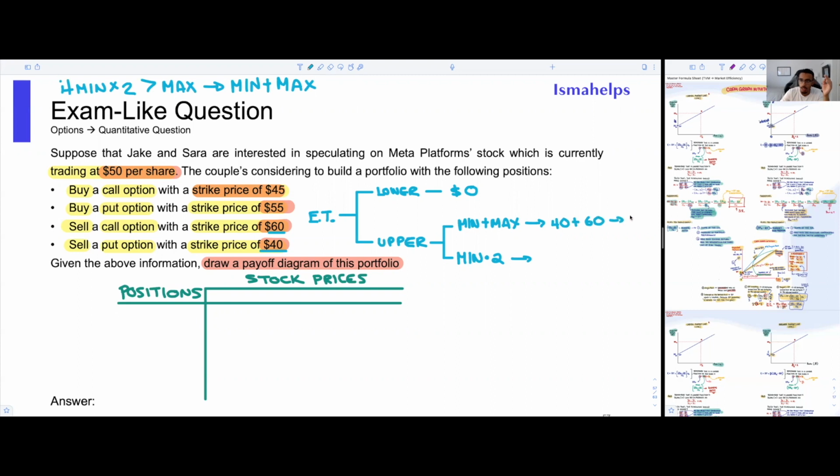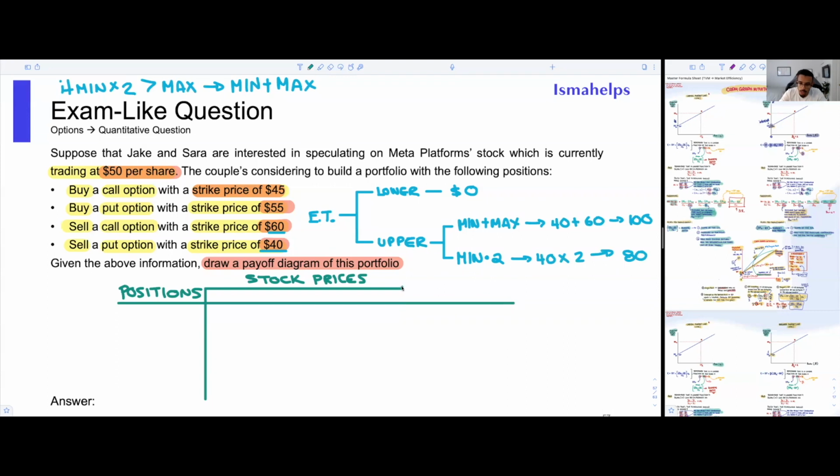So we would have 100. Then min times 2 would be 40 times 2, and you would have 80. Usually, depending on how big the gap is between the max price and the value I get here, I would choose the one that's not too far away. But it's not an exact science. They're both really good tools, and they're both going to be accepted by your professor. So don't you worry.